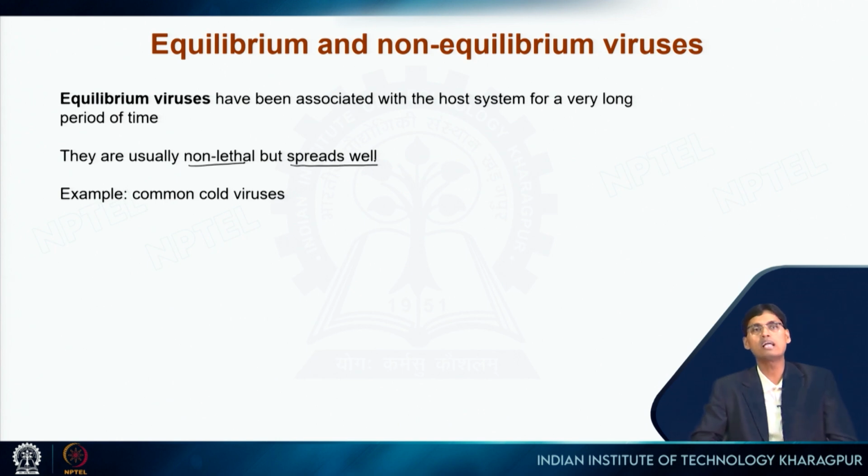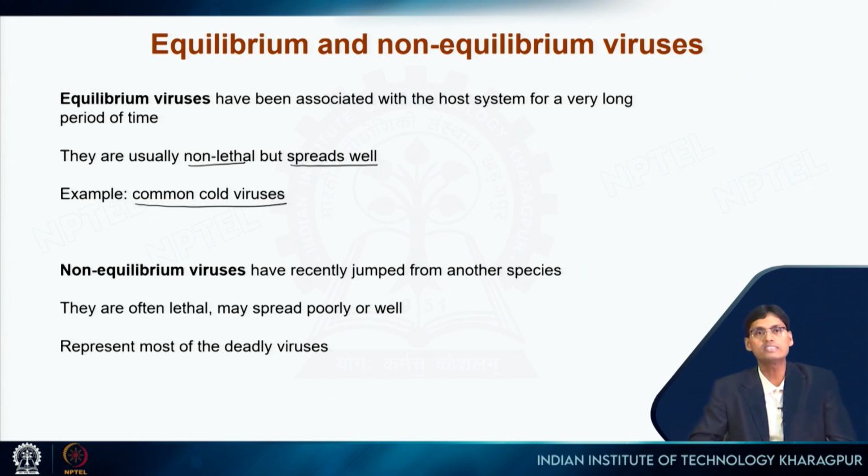An example of equilibrium viruses is the common cold virus. Many of us get the common cold every year. Most likely sometimes it is rhinovirus; these kinds of viruses cause the common cold, so they are examples of equilibrium viruses.